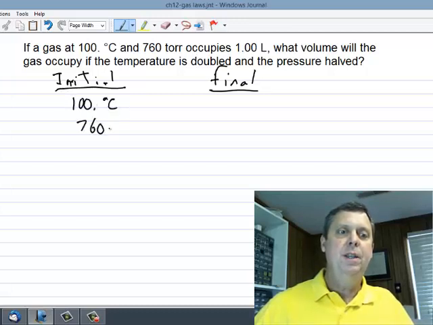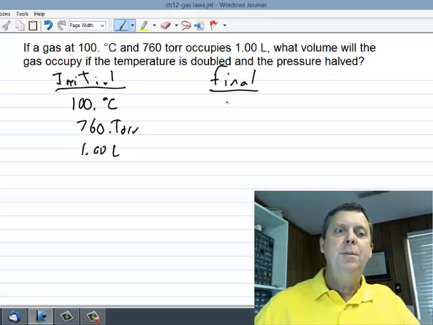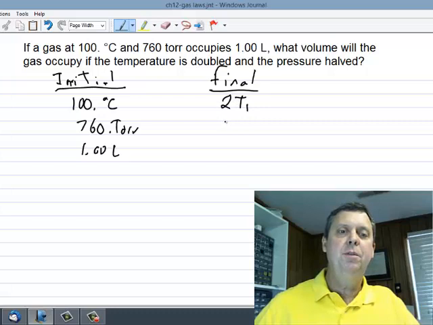It's at 760 torr and 1.00 liters. Actually, 760 should be 2 sig figs, but anyway. Final temperature: the temperature is doubled, so it's 2 times our initial temperature, just say T1, which of course will be 2 times.